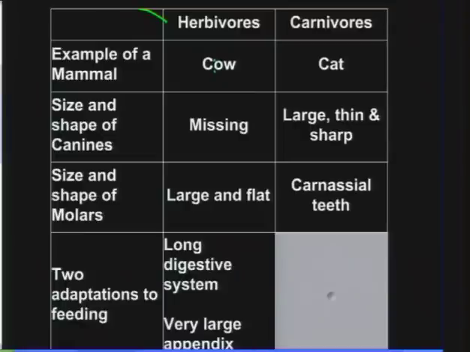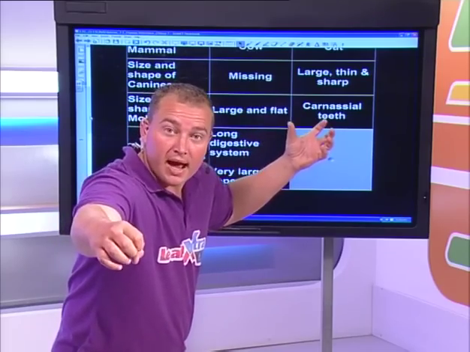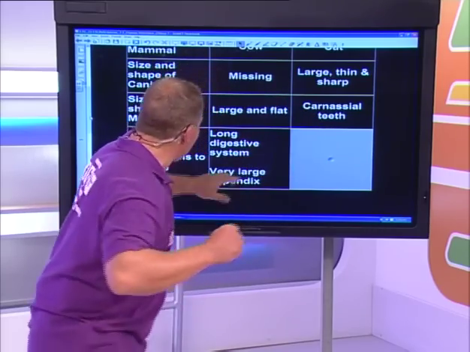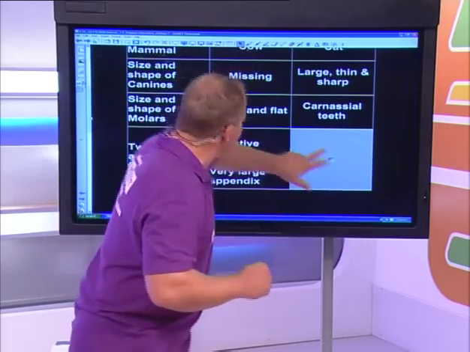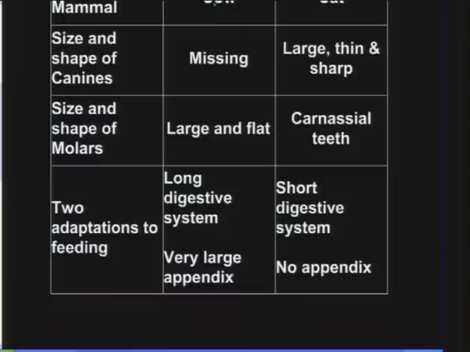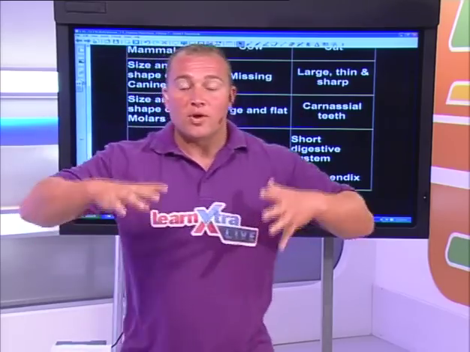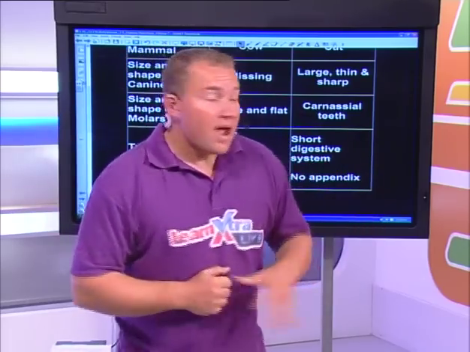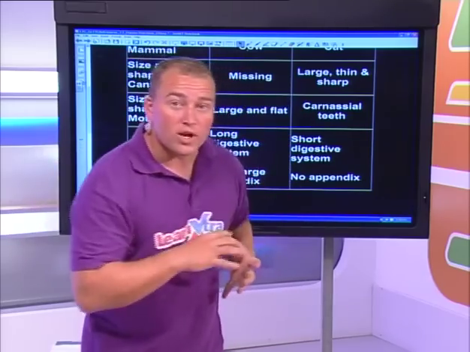And then, of course, feeding. I made it here. Long digestive system, because it's got to break down your plant stuff, and lastly, it's got your appendix, which breaks down cellulose. Your cat has got a short digestive system, and it does not have an appendix. Hopefully, I've left you with a lot of thought, okay? This is on the net, am I right? And yes, you can have a look at it. There are more questions. Go through it and see if you can answer it.